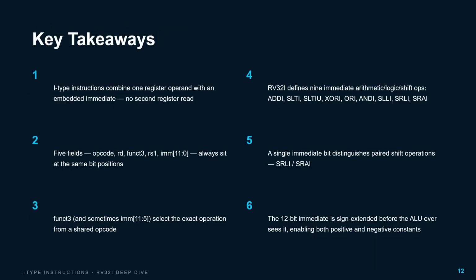So in this particular session, we have discussed I-type instructions, what the different 5 fields are, and how function 3 and immediate 11 down to 5 decide a particular operation or differentiate the operation. We have discussed different kinds of operations. Next, we have seen the difference between SRLI and SRAI. So that's about this particular session.